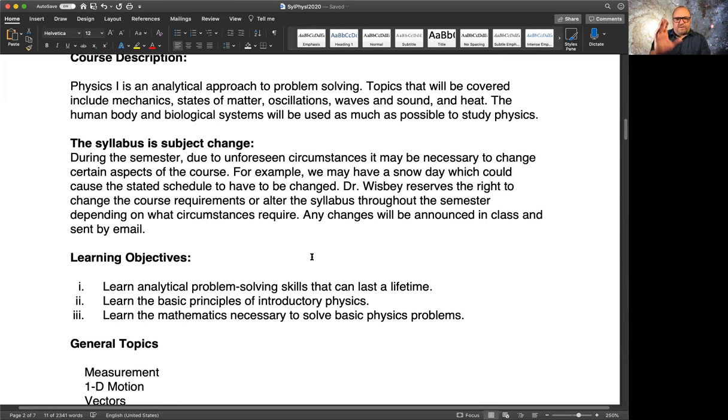We're going to cover mechanics, states of matter, oscillations, waves and sound, and heat, and the human body and biological systems will be used as much as possible to study physics. So most of the problems we do, we're going to try and put in the context of biology. There will be some pure physics problems, but we're also going to put in as much biology as we can.